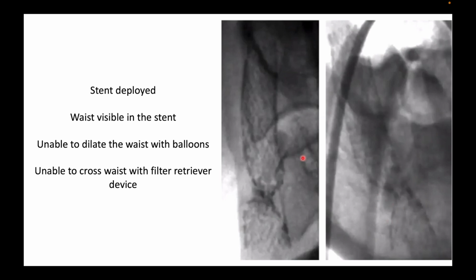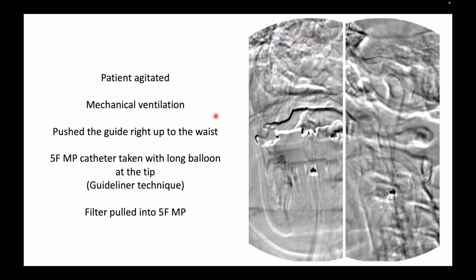Now, they were unable to dilate this waist with balloons. They were unable to cross this waist with the filter retriever device to go up and retrieve the filter. So the patient became very agitated and had to be placed on mechanical ventilation.